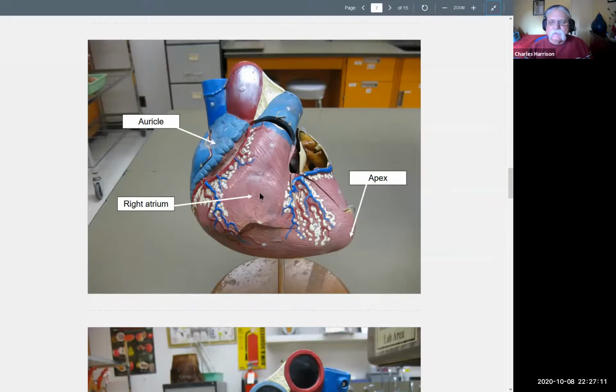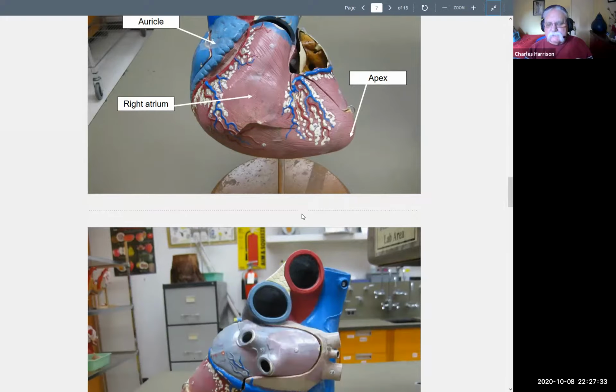The right atrium would be here. The auricle is the flap of tissue that can receive more blood and expand, and it's a part of the right atrium. The right ventricle would be down here. We need to open this to see it better.